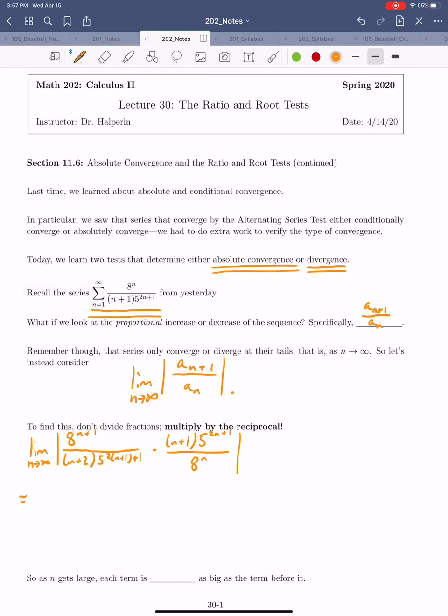Now I'm going to drop the absolute value signs, because all of our terms are positive anyway. That's just to illustrate. So we're going to have the limit as n approaches infinity. What I strongly recommend doing is grouping the like terms. So put 8 to the n over 1 over 8 to the n, times n plus 1 over n plus 2, times 5 to the 2n plus 1 over 5 to the 2n plus 3. You see I simplified that from 2 times the quantity n plus 1 plus 1. Be a little careful with that.